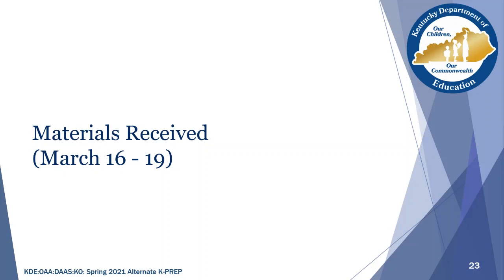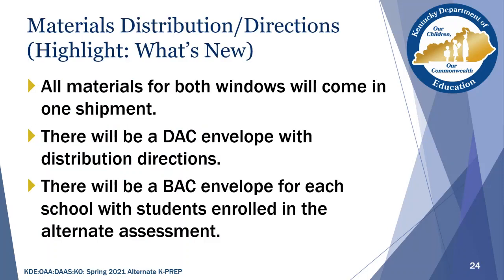So what we're going to look at specifically in slides 24 through 29 is we're going to highlight some things to look for, whether you're a DAC, a BAC, or a test administrator. What should you expect when those materials arrive? So first, let's highlight anything new for this year. We have talked about the testing window being combined and all materials arriving in the shipment to districts on March 16th through 19th. It is also important to note that there will be a DAC envelope that will provide directions on how the DAC should distribute materials to each school.